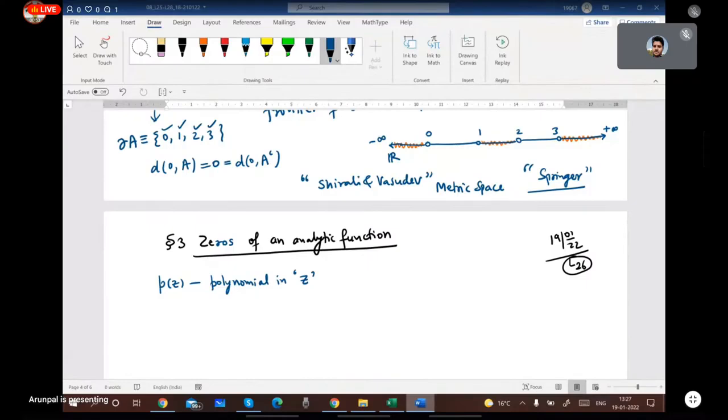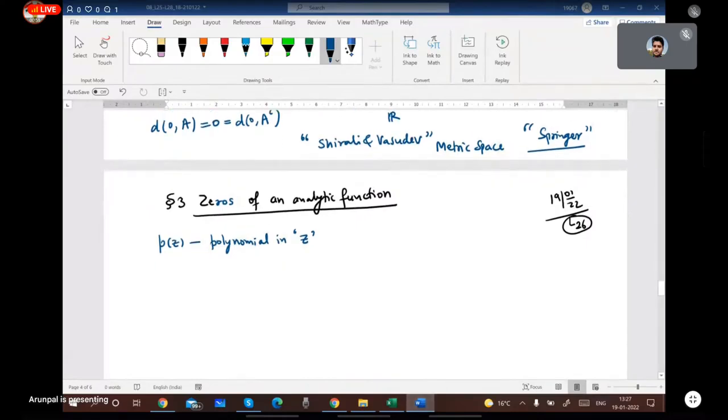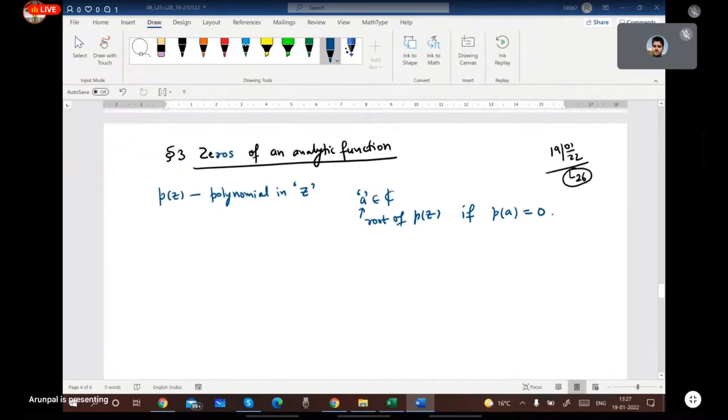Okay. So, polynomial in that. And so far as roots are concerned, you know that a complex number, of course, we are in the complex field, a will be called a root of p(z), class, if the value of p at a vanishes. You know this, right, class? Okay, that is one thing.